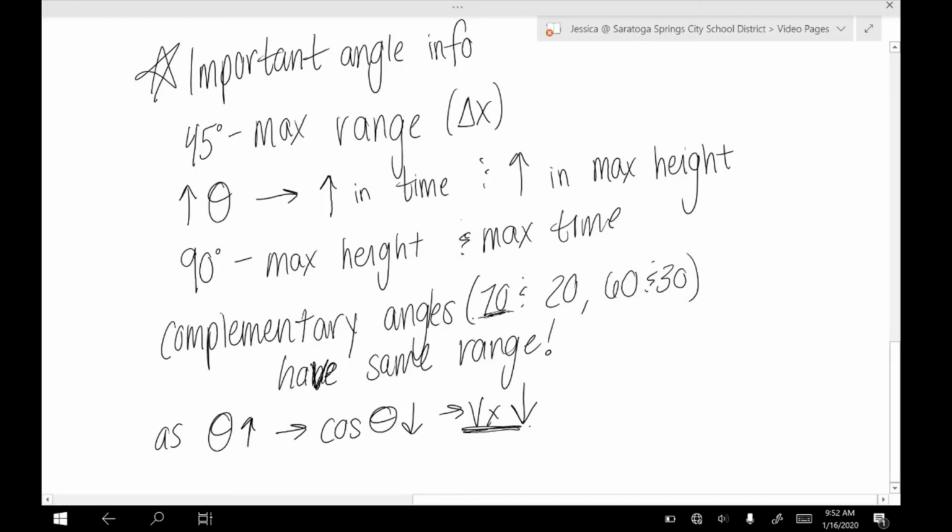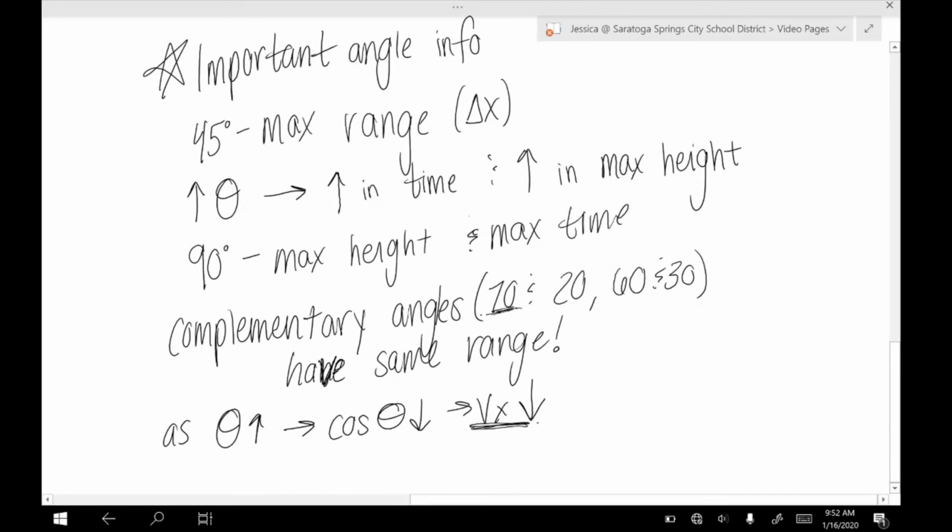Okay. And that is pretty much it for projectiles at an angle. The end.